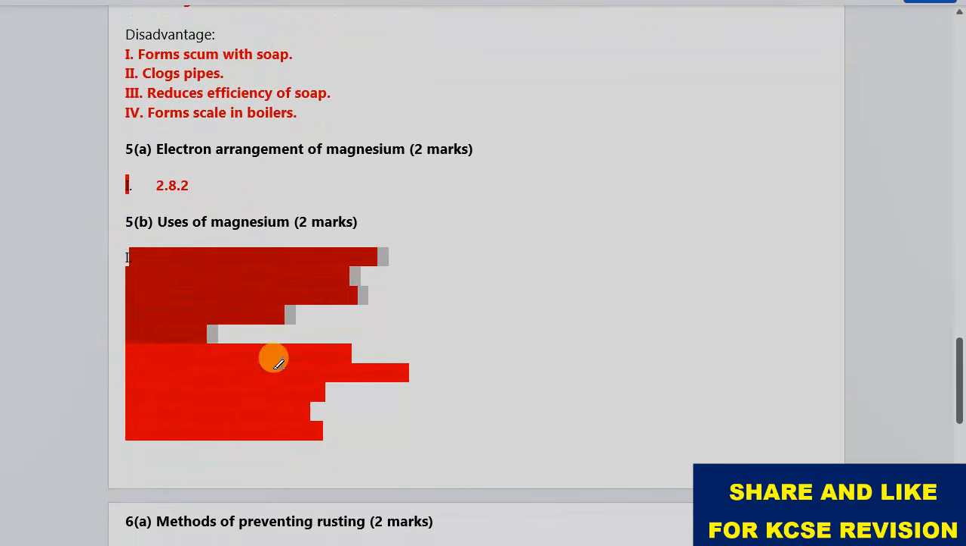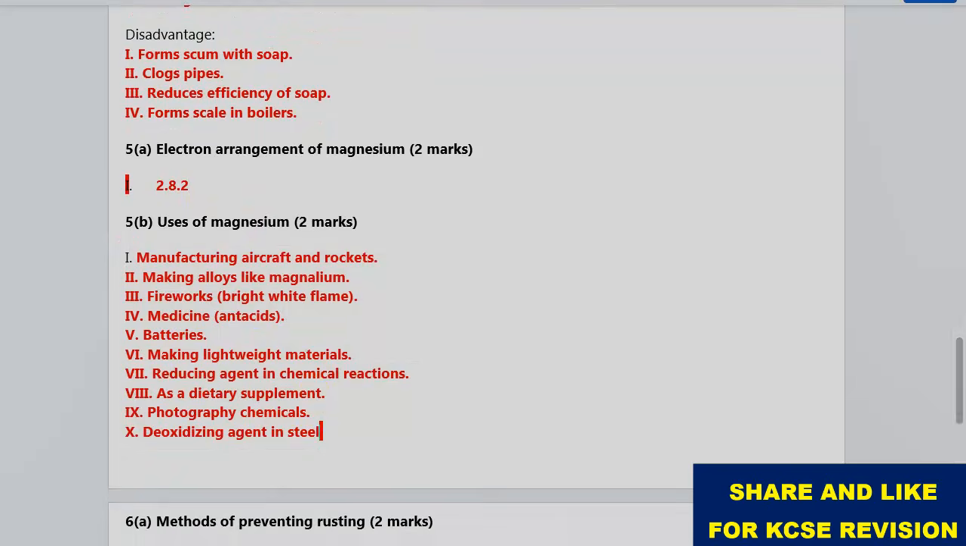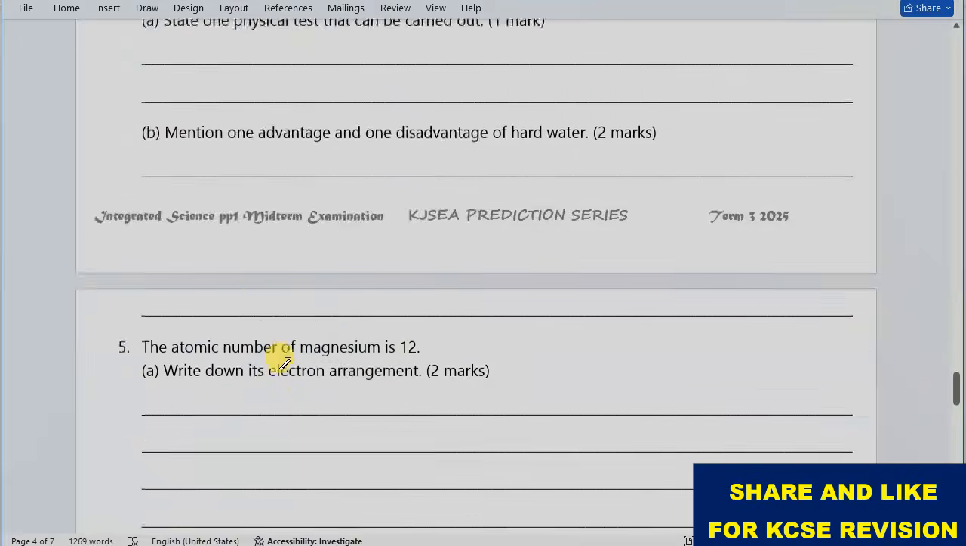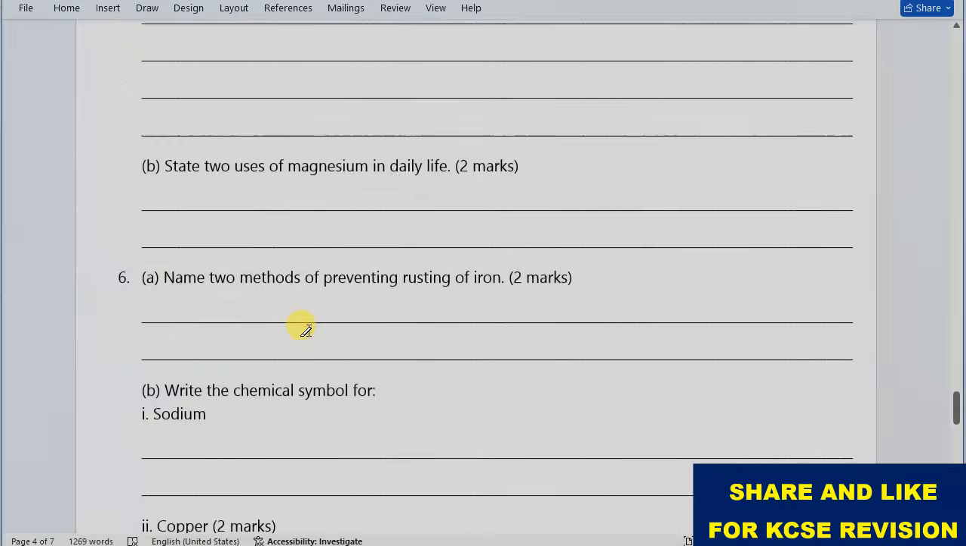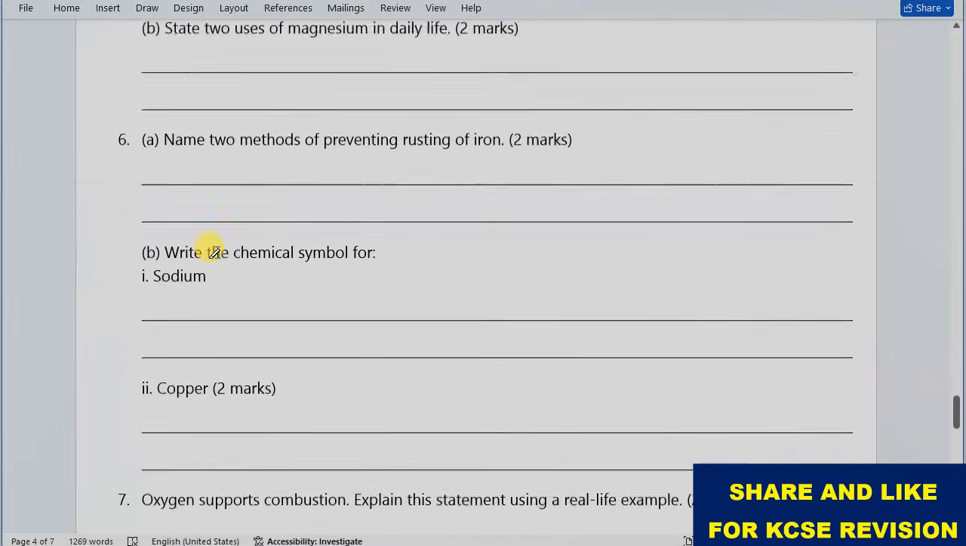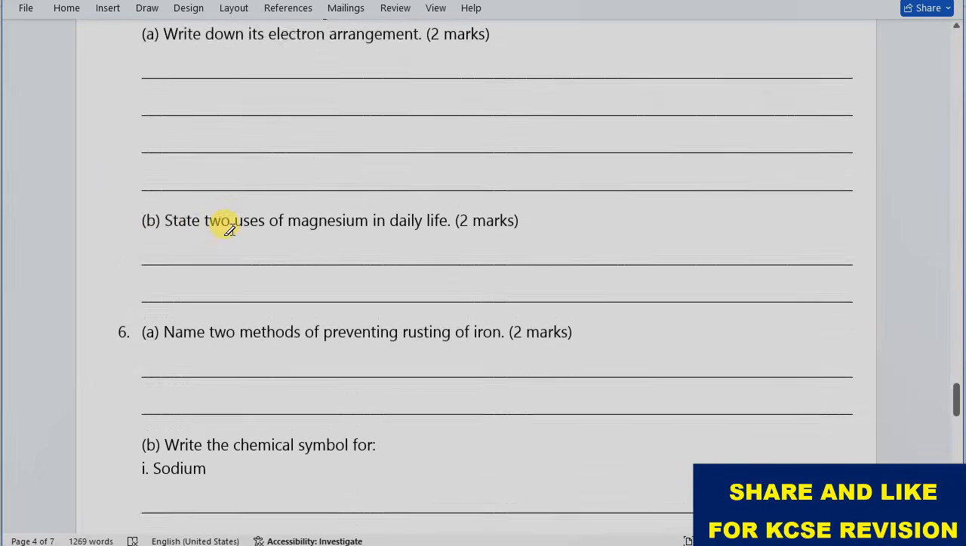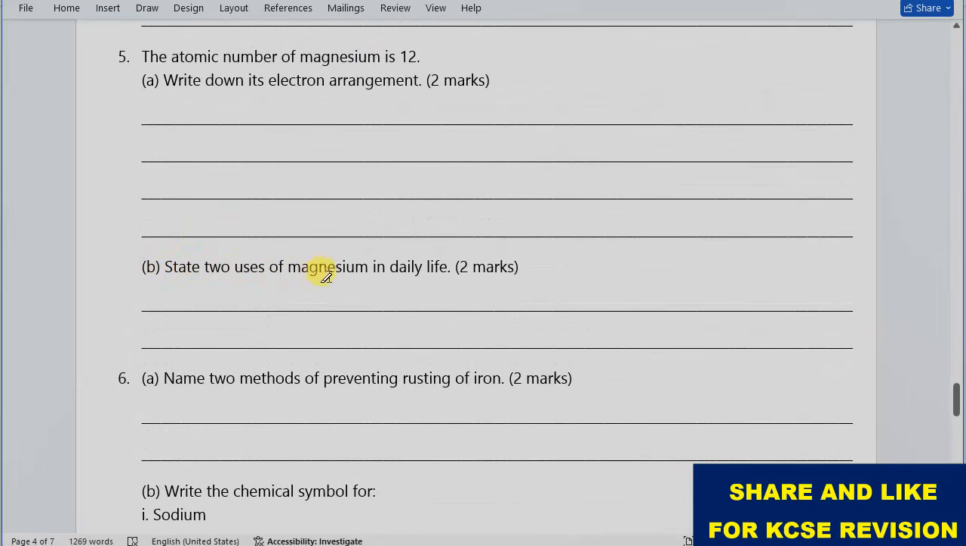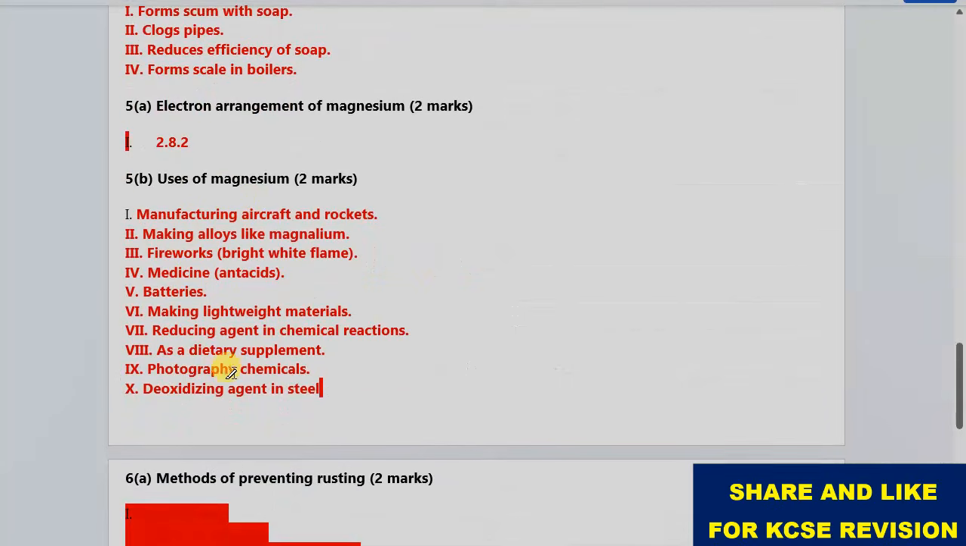Uses of magnesium. State two uses of magnesium in daily life. So magnesium is used in the manufacture of aircraft, making alloys, fireworks, medicine, batteries, etc. So you state two.